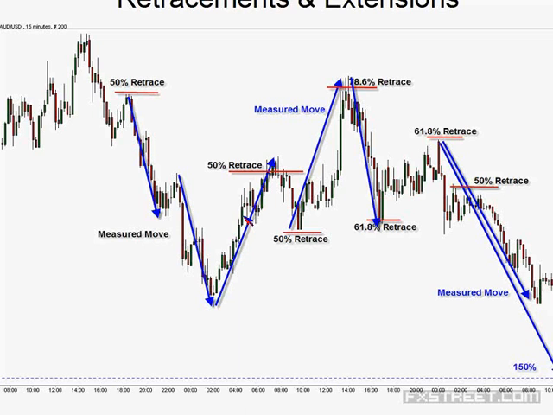Price then bounced on back up. Where did it go to? Well, more or less up to the 50% retrace, but then it came back down again for 50%, and then what did it do? Measured move all the way on up. Where did that go to? 78.6. So what we've got is a 5-wave pattern coming down here.